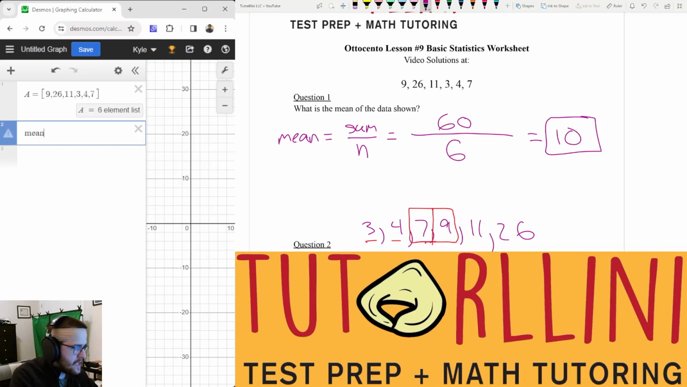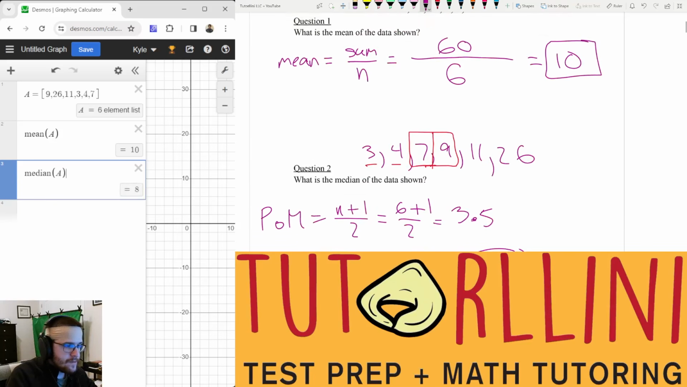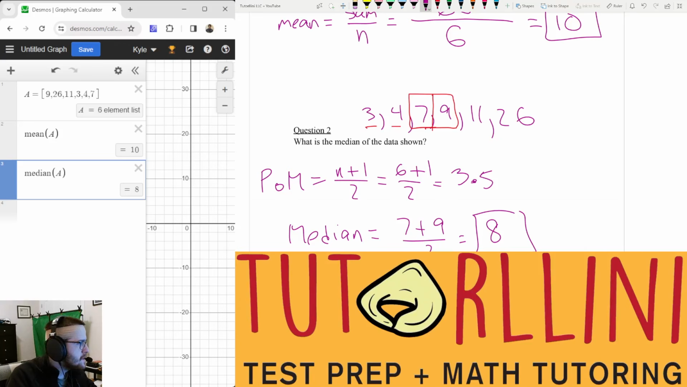Okay, so I'm going to do mean of A, I get 10. I'm going to do median of A, and I get 8. Okay, seems like we did a good job. Let's move on to the next question.